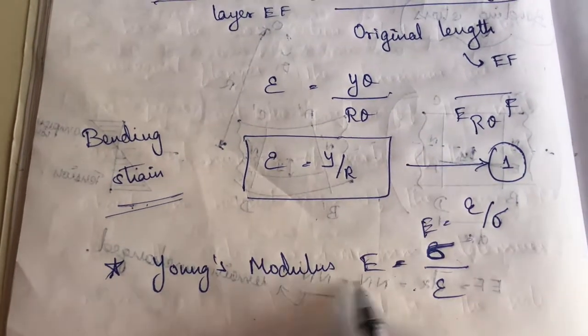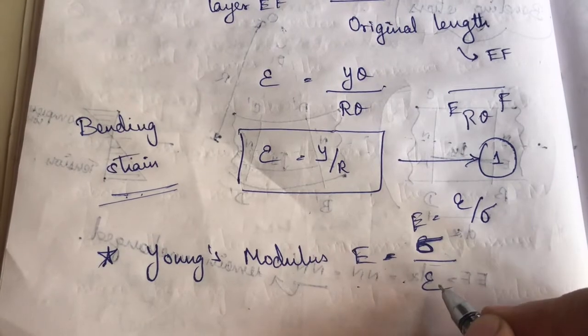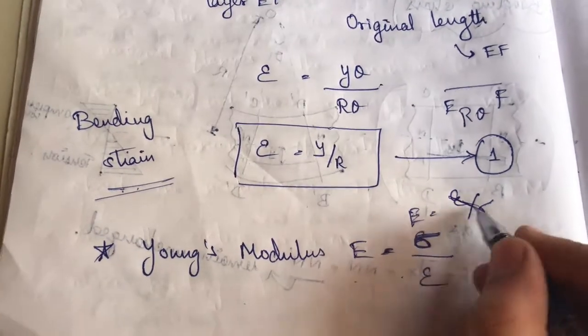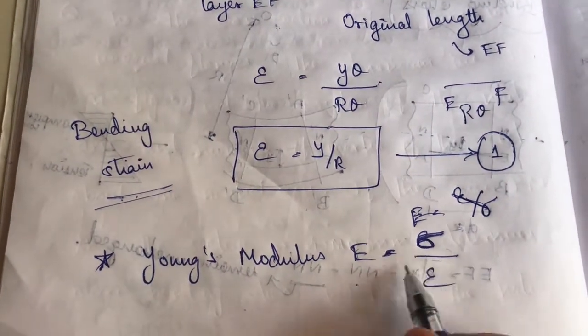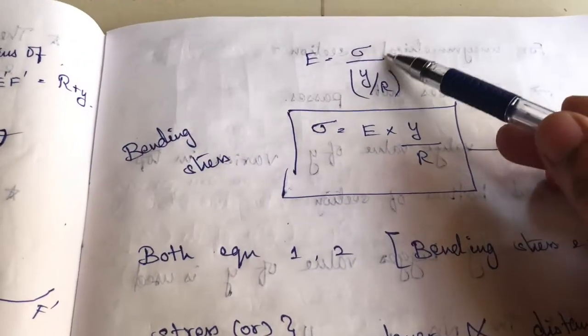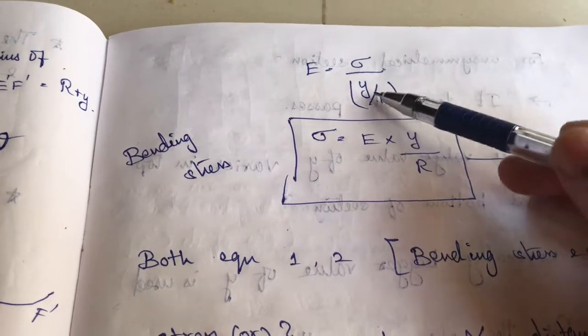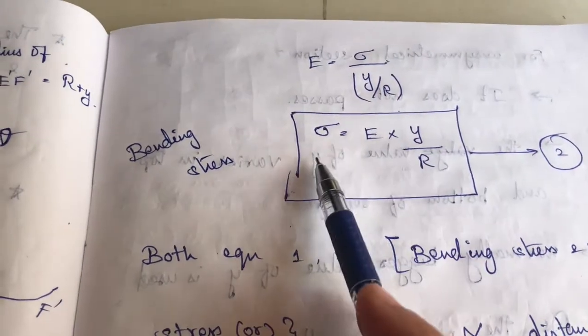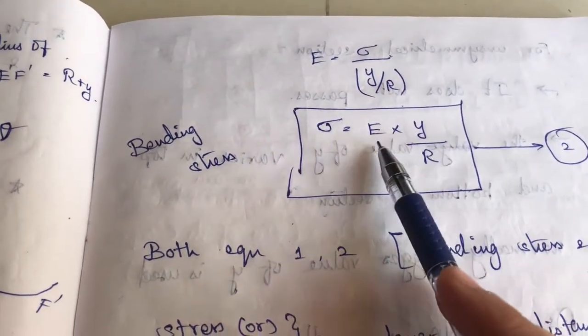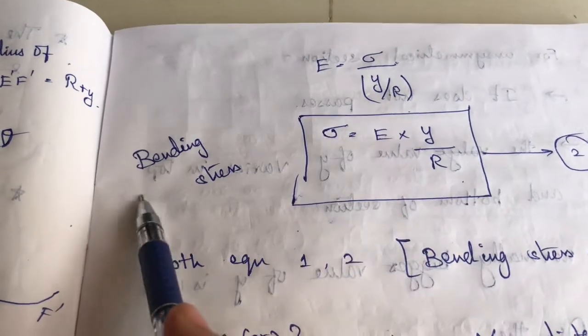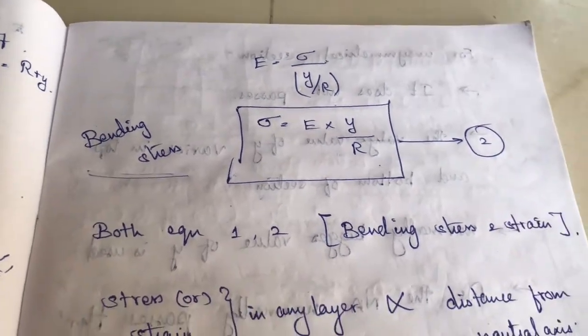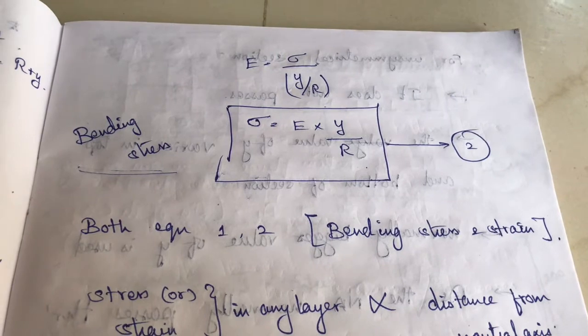Sorry. E will be equal to stress by strain. So we can easily find stress is same and then strain is y by R. So from this we can easily say stress is equal to E into y by R. This is bending stress.